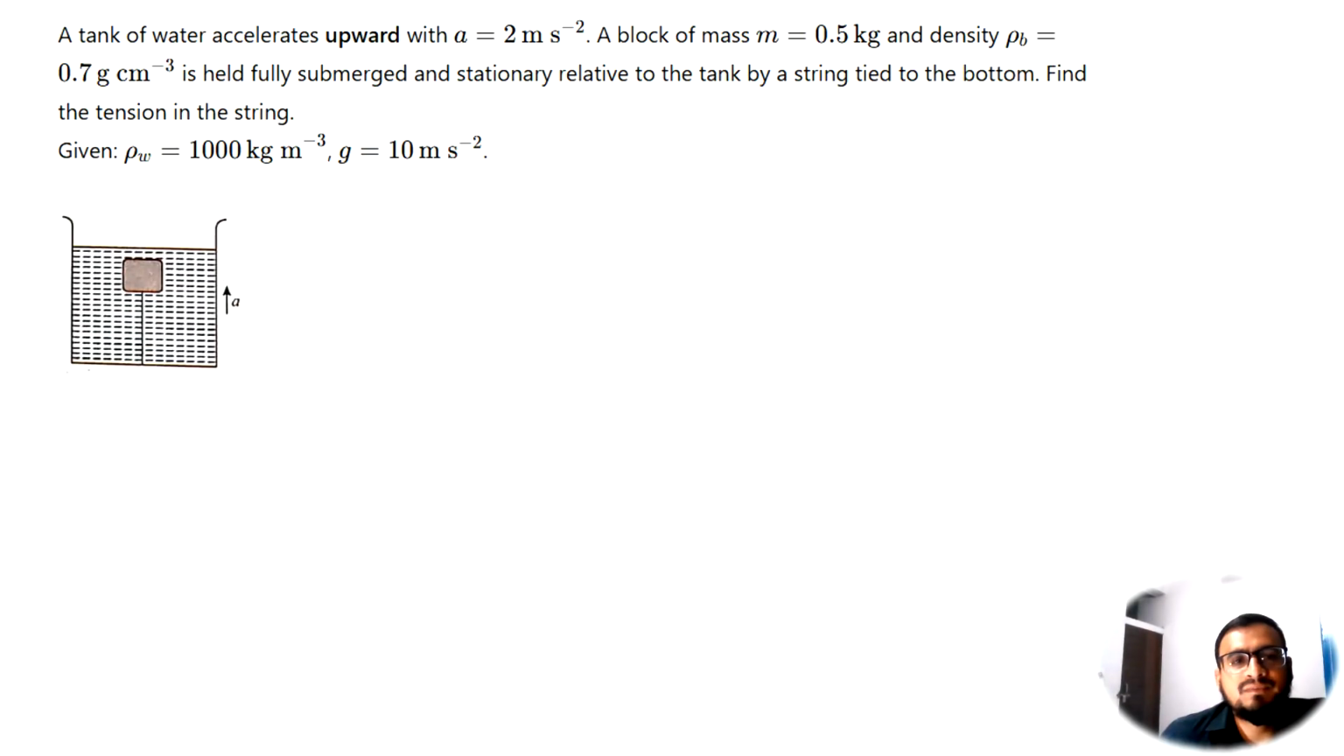So guys, here comes a similar question for you to practice. Here the acceleration is now given as 2 meter per second square. The mass of the block is 0.5 kg, and the density of the block is 0.7, with the density of the water and G value of 10. You can find it out. Pause the video and do the problem. If you finish solving, you will get the answer of tension as 2.57 newtons.